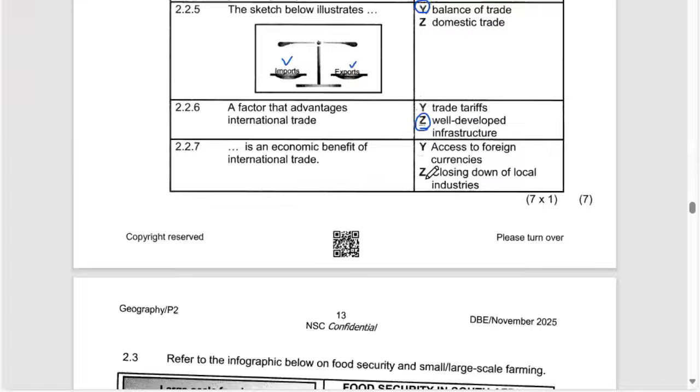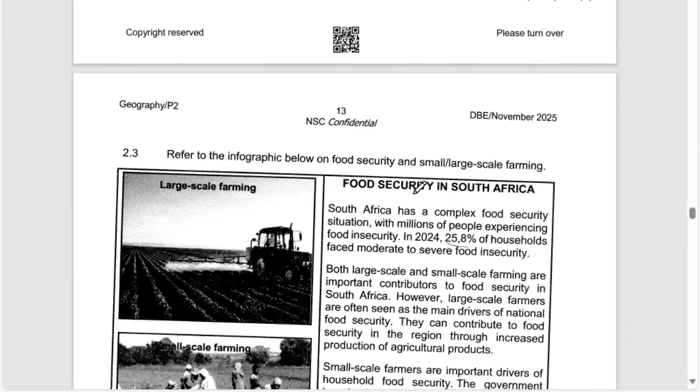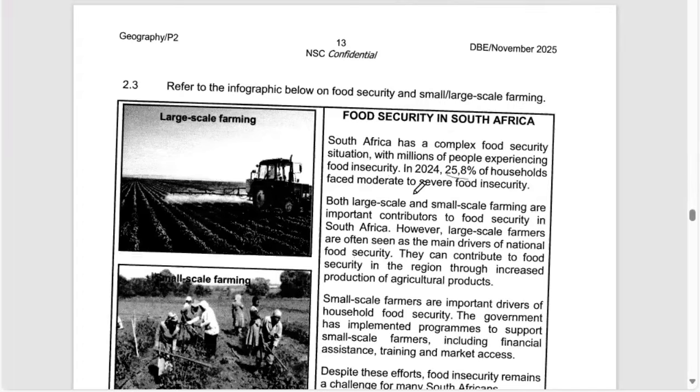2.27. Access to foreign currencies is an economic benefit of international trade. What do we benefit from international trade? We get access to foreign currencies. We use our South African rand in South Africa, but if you want to buy from other countries, we need to have foreign currency to be able to access products. So for economic reasons, we tend to access foreign currencies if you are trading with other countries.